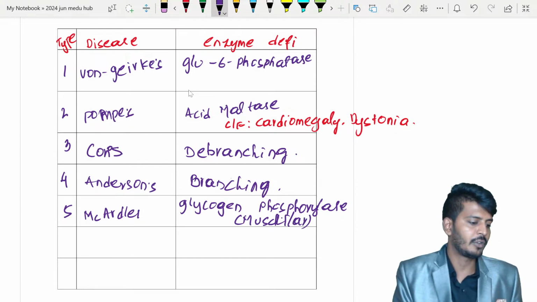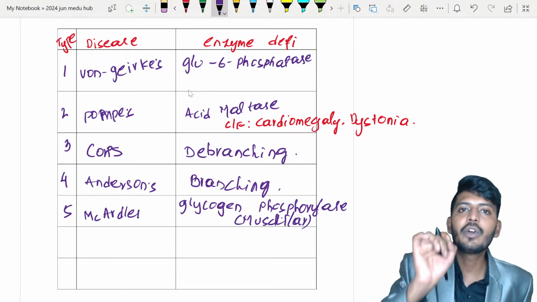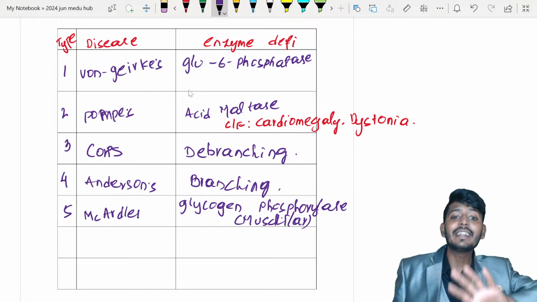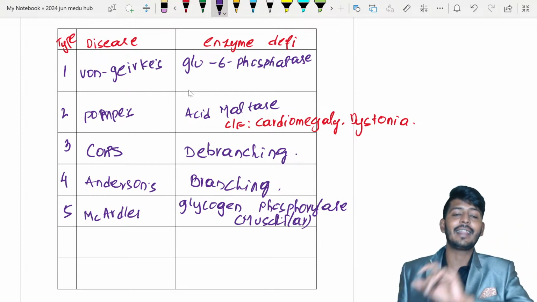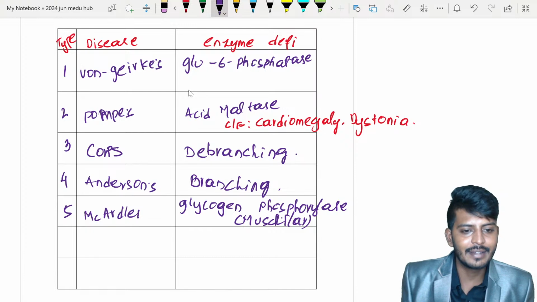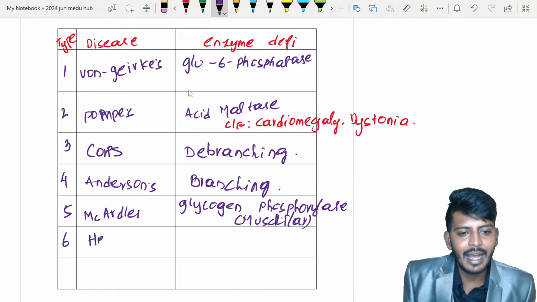Muscular glycogen phosphorylase. Please don't get confused. Glycogen phosphorylase is deficient, but it is deposited only in the muscles. That is why we call it McArdle's disease. Type 6 is called Hers' disease.